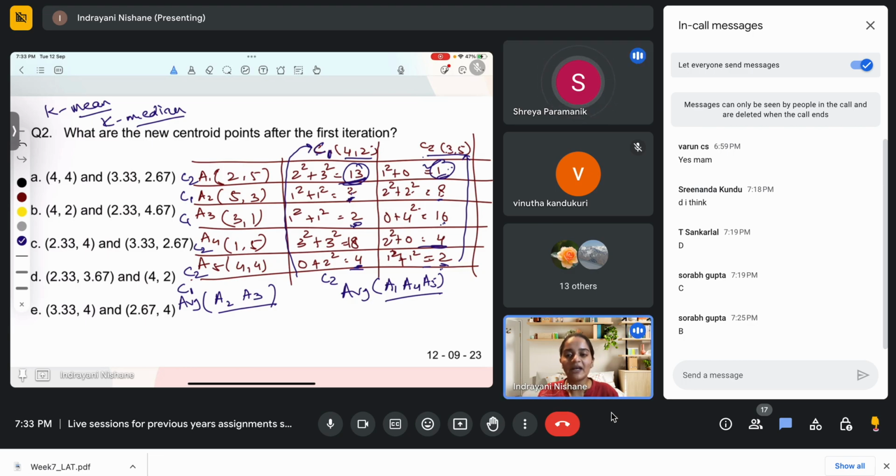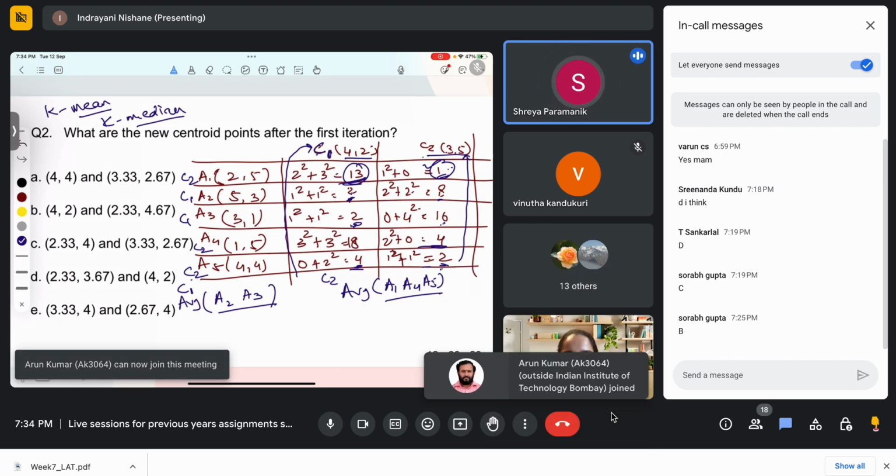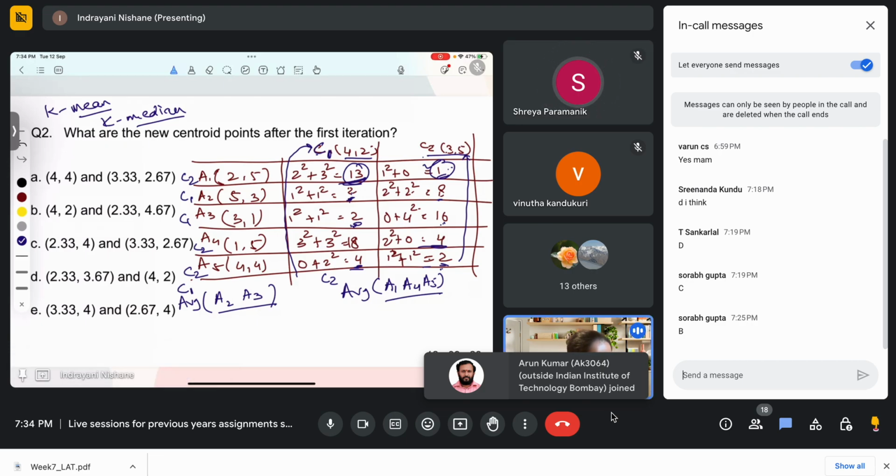Actually, ma'am, I hadn't noticed that we have 3 in C1 and the other 2 in C2. So that's how we calculate the average of these clusters. Now it's clear, ma'am. Now we move on to the next step. We'll calculate the average of A2 and A3 for centroid 1.